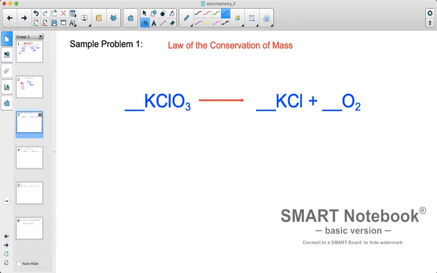I have a whole chemical equation in front of me, and the first thing to remember is that you must always have the law of conservation of mass on your mind. By definition, the law of conservation of mass says that mass cannot be created, nor can it be destroyed. In a simpler format, which helps us actually balance our equations, whatever we put in has to equal what we put out.